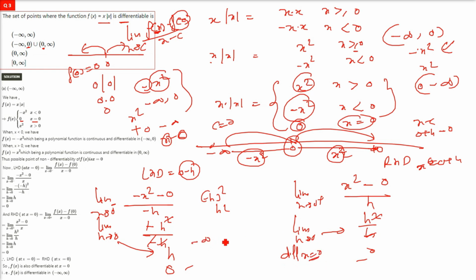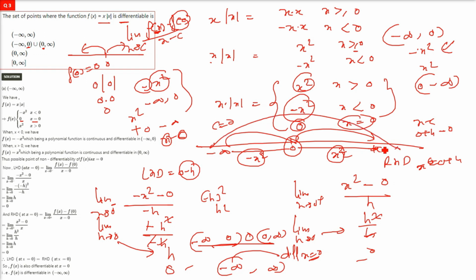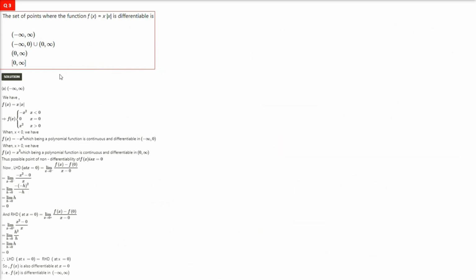It was already differentiable and continuous from minus infinity to 0, and from 0 to infinity also, but we have already checked at 0. So you have to include 0. So it is from negative infinity to positive infinity. You can safely say from negative infinity to positive infinity, it is differentiable. First option is the correct answer.